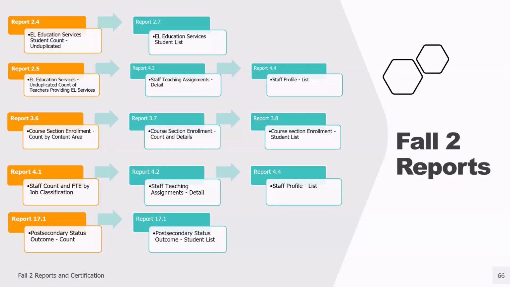All your details are in the teal reports. The certification reports just have counts. If you want to identify students or teachers making the counts or courses, you have to look into the detail reports. The detailed reports allow you to verify the accuracy and reconcile your data.